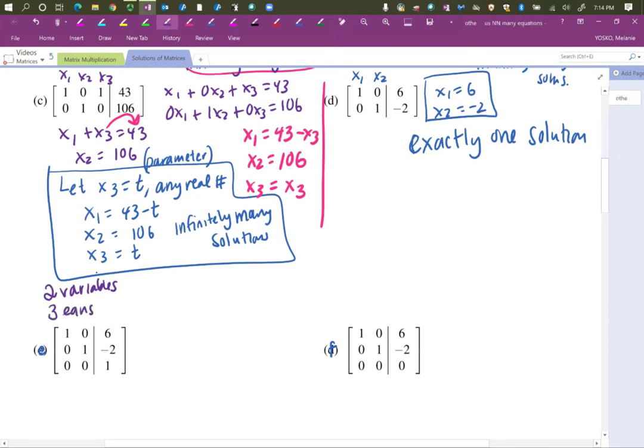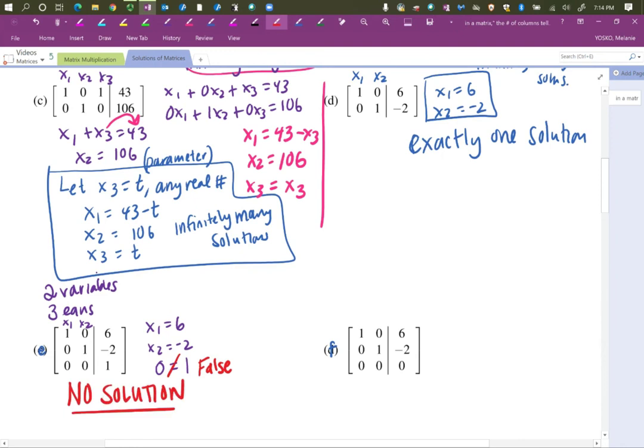So again, I still get all 3 choices. So I'm going to call this x sub 1 and this x sub 2. So x sub 1 is 6, x sub 2 is -2, and the third row is 0 equals 1. Well, we know 0 equals 1 is not true. This is a false statement. So even if the other 2 were okay, this is a false statement. So this has no solution. No solution is the easy one, right?